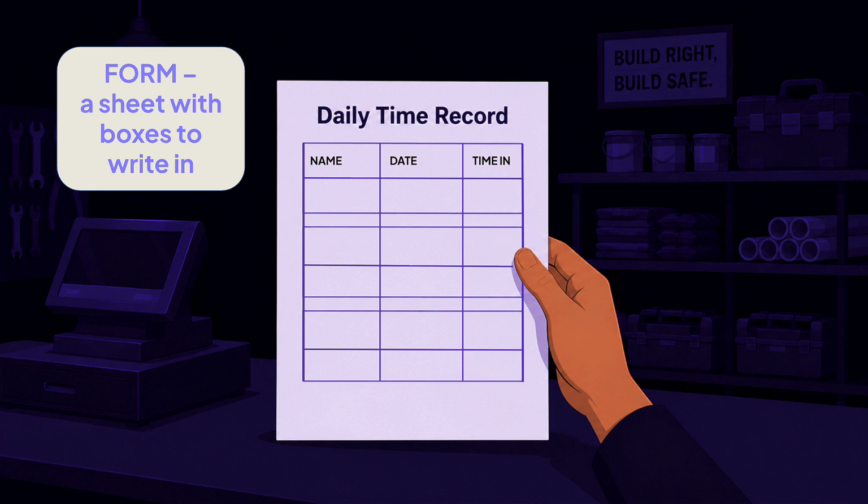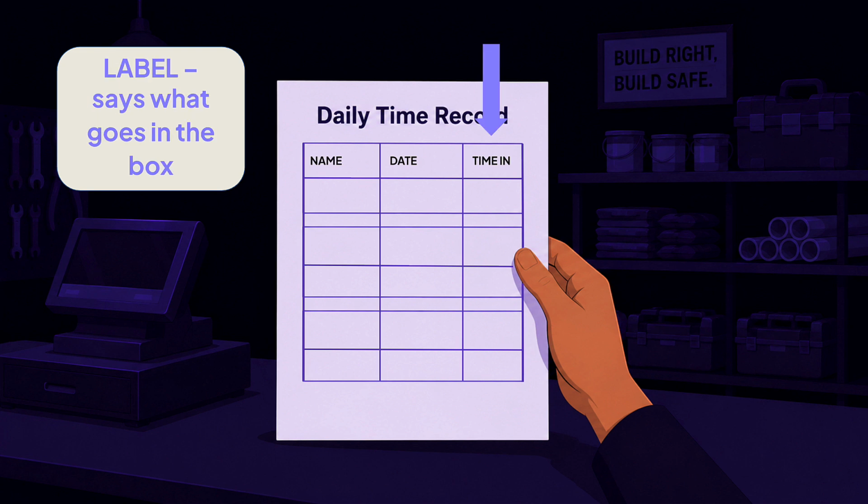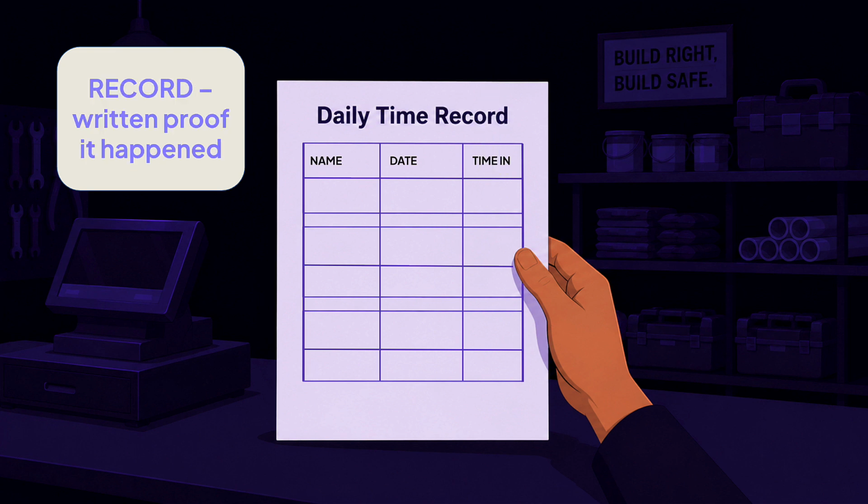That sheet is a form, a sheet with boxes to write in. Next to every box is a label, a short word that tells you what goes in that box. A form keeps a record, a written note that proves something happened. It can show when someone arrived at work, who received an item, or who visited the building. That's why every box matters.